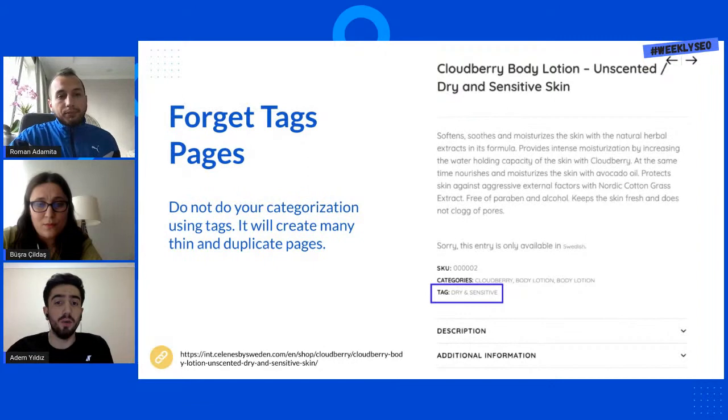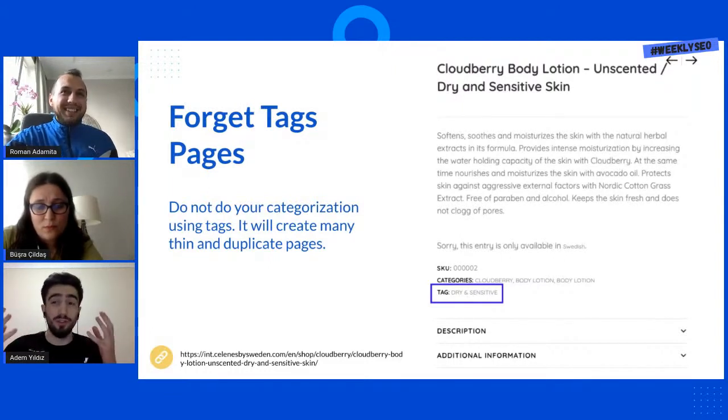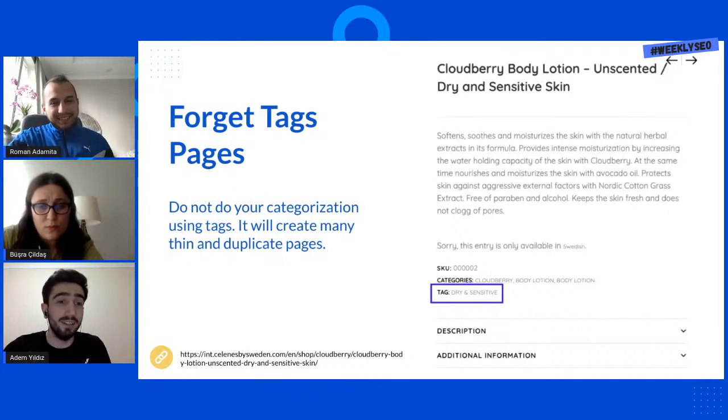You need to create some sensible category pages. For example, here there's a tag option like "dry and sensitive." You're a user opening a website and surfing, clicking "dry and sensitive," but for what? For your hair, for your face, for your legs? There are tons of products here, and it's not sensible for me. It's not good for user experience either.